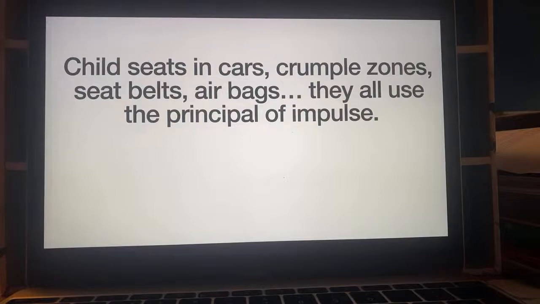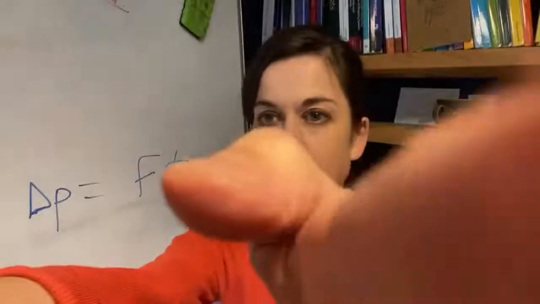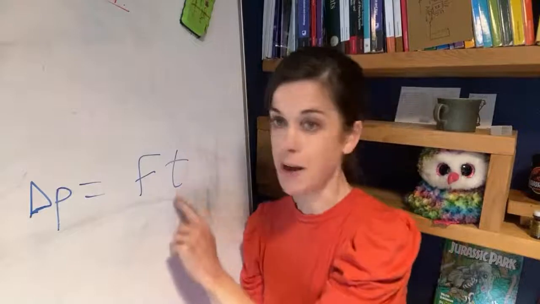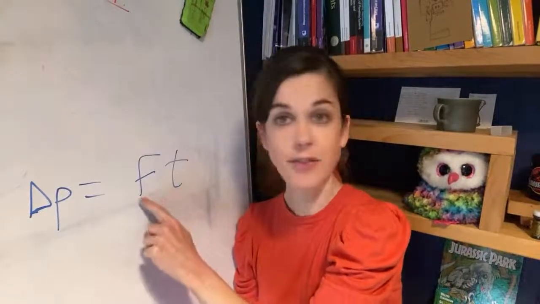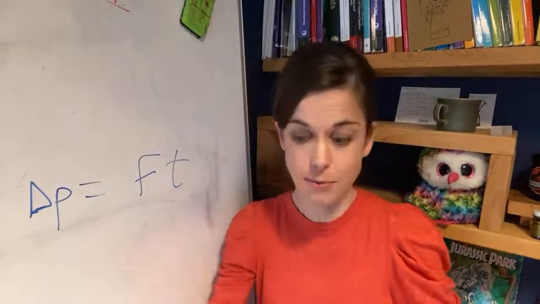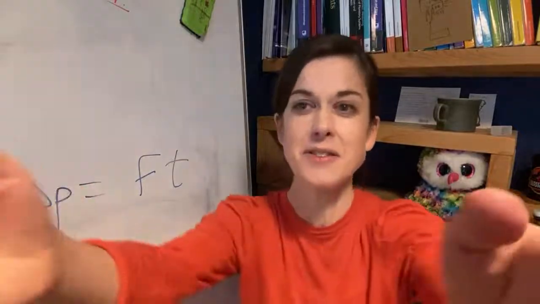Child seats in cars, crumple zones, seat belts, airbags, they all use this principle of impulse, that if you can increase the time, make this number bigger, then the force gets smaller, so the person isn't as likely to get injured. And there's loads of examples of this.